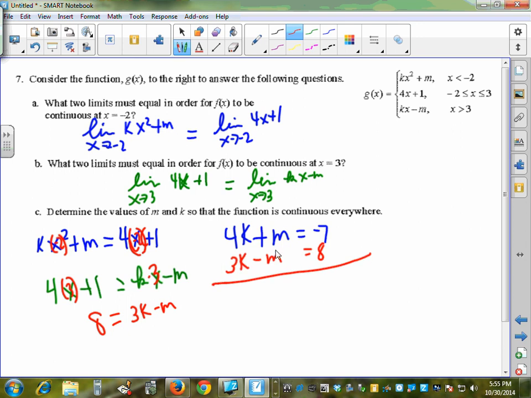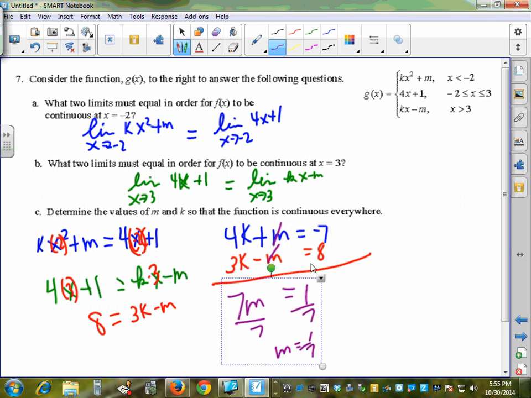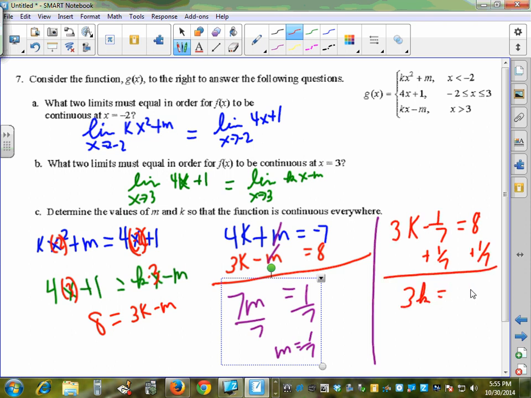Okay, this is nice. The equations are ready to combine. We don't have to multiply anything. We can go ahead and add the equations. That gives us 7m is equal to 1 divided by 7, and we get m equals 1/7. Now we go back and plug that into one of the equations. I'm going to use the red one. So that gives us 3k is equal to 8 and 1/7.